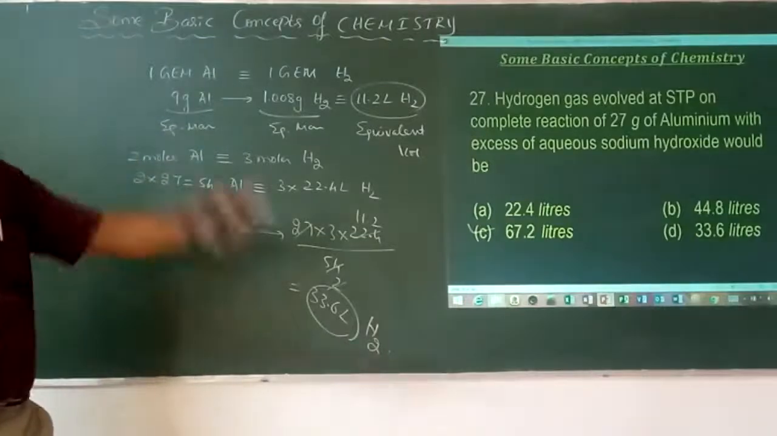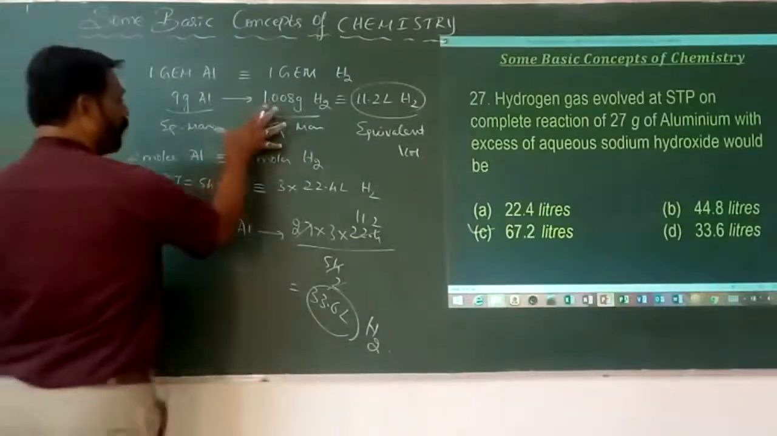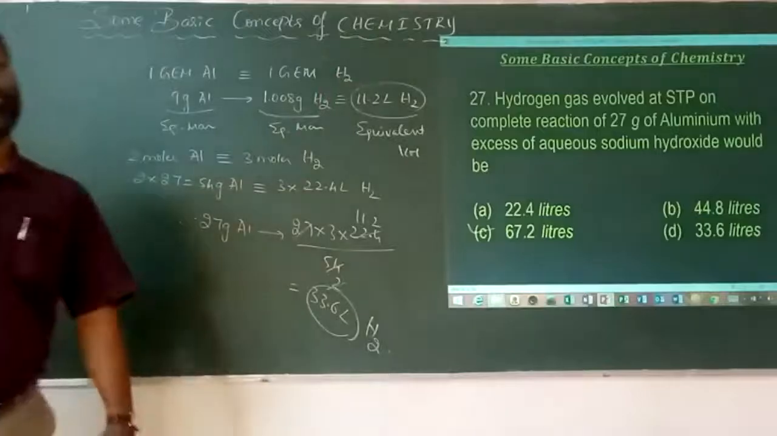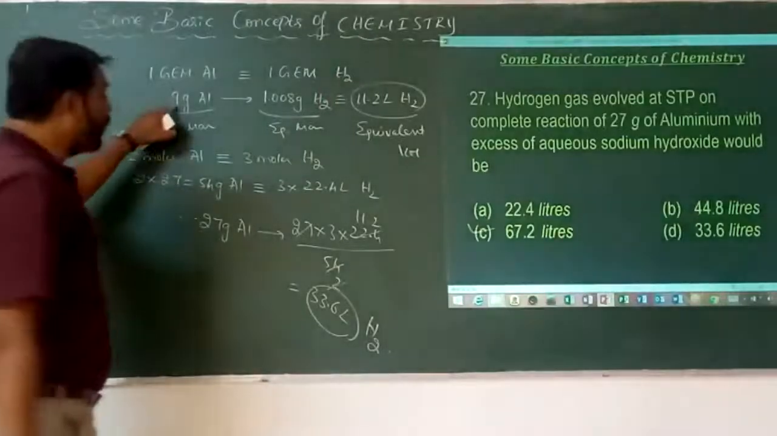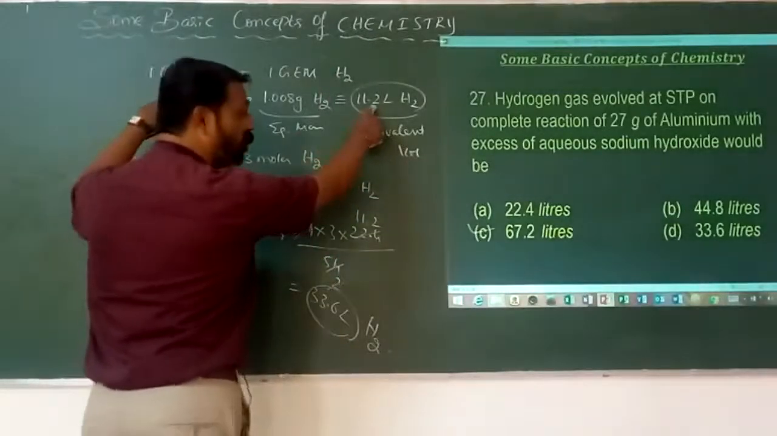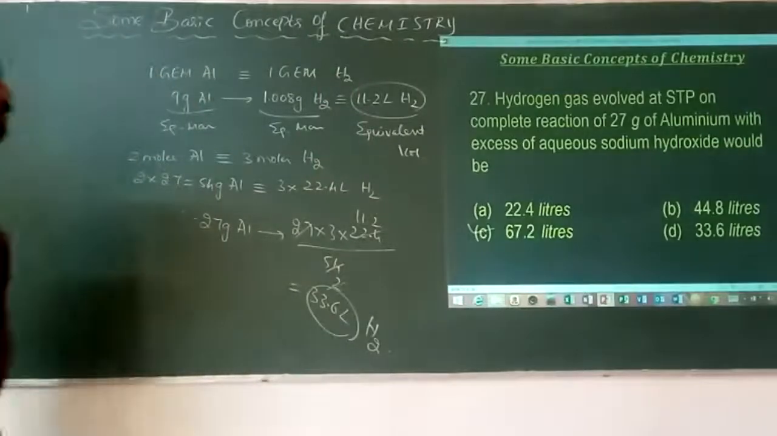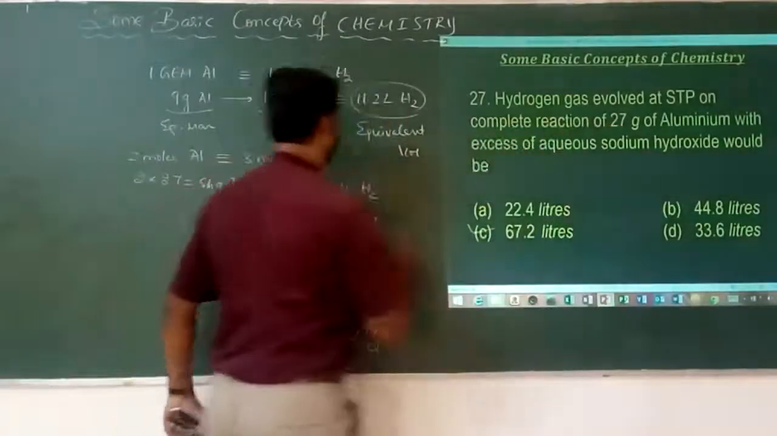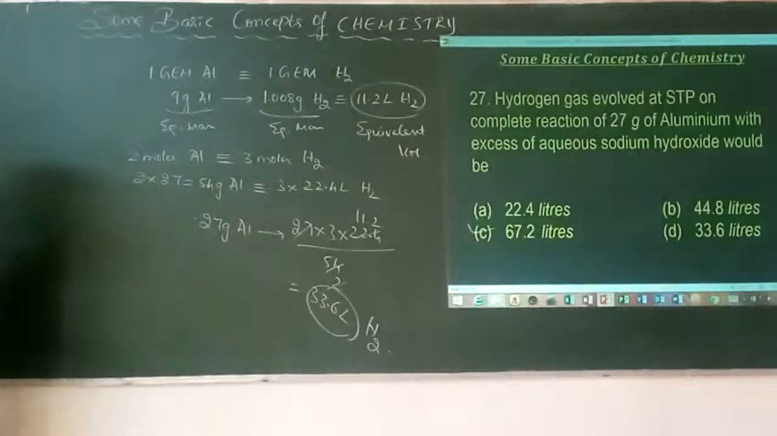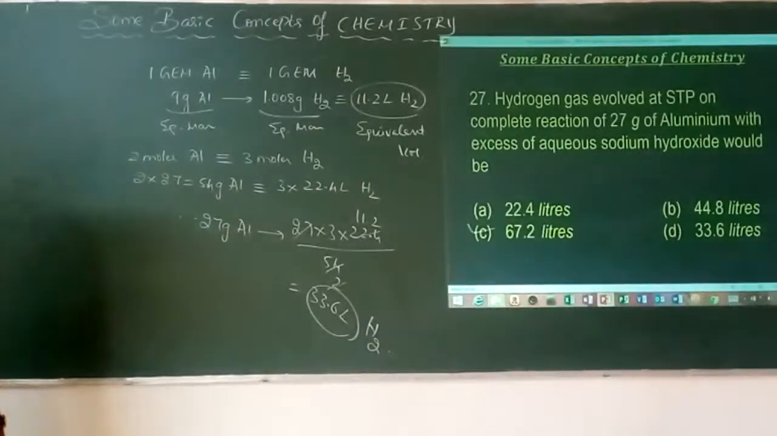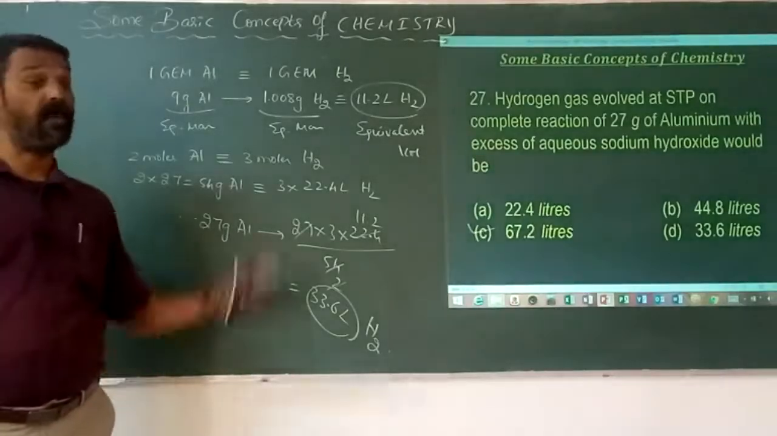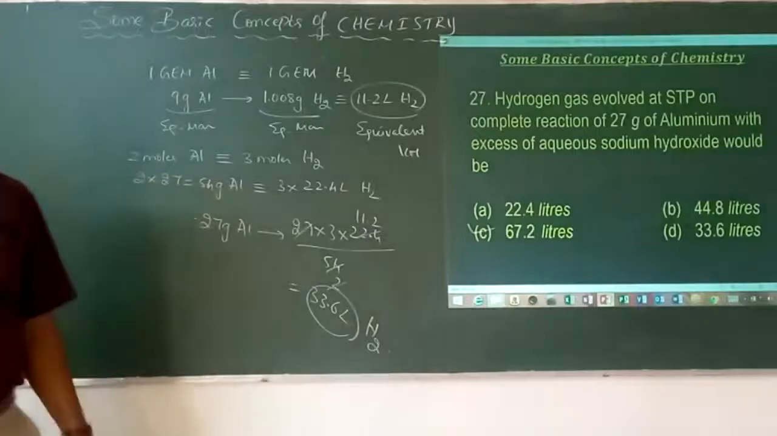Chemical substances react and combine with respect to their equivalent masses. Means 9 grams of this aluminum is how much volume? 11.2 liters. Therefore, 27 grams, 3 times of that one, is equal to 33.6 in terms of liters. Okay, if and only if you know the concept of equivalent mass and equivalent volume. Otherwise, you have to go through the reaction, balance it, and then compare those two values.